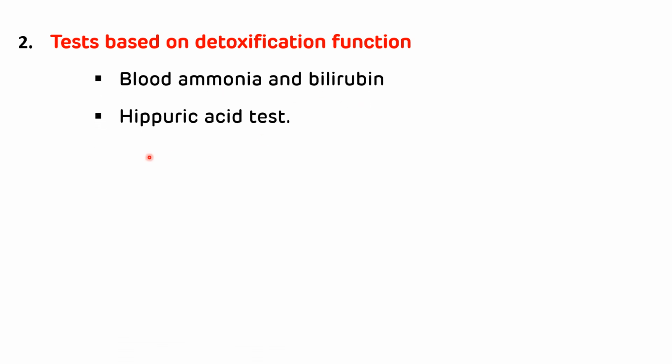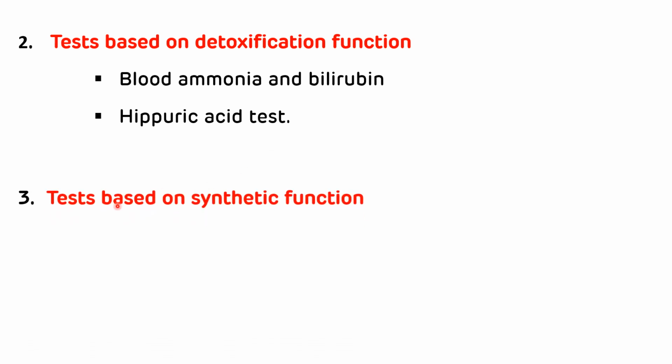Second category is test based on detoxification function. In that, first one is estimation of blood ammonia and bilirubin. The second one is hippuric acid test. Hippuric acid test is the test based on the detoxification function. Benzoic acid is conjugated with glycine to form hippuric acid, and this hippuric acid is excreted in urine.